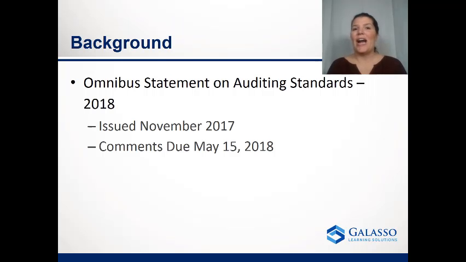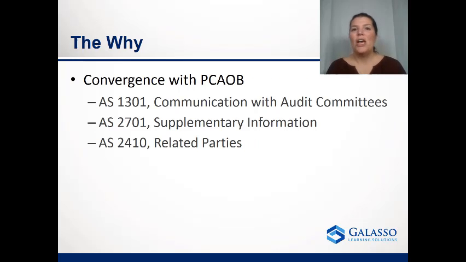So let's take a look here at some background. As I said, this is the Omnibus Statement on Auditing Standards 2018, and so it's an omnibus. It covers a couple of different items in here. Issued back in November, comments are due May 15th, 2018, so you have plenty of time to respond should you have an interest. The driving factor here is that we are trying to converge not only with the international auditing standards, but also with the PCAOB.